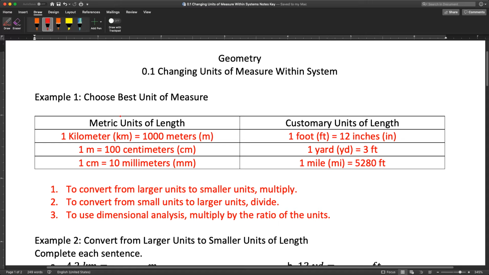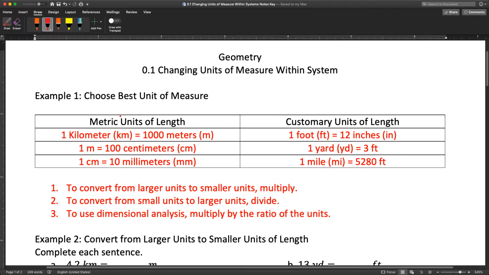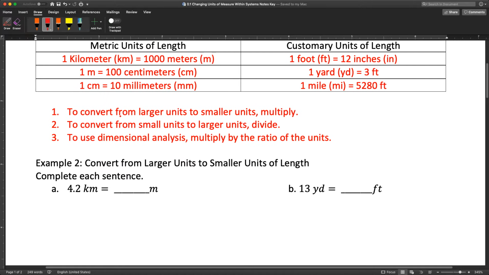Okay, so today we're going to talk about 0.1, changing units of measures within a system. We're going to talk about two different systems. One system is the customary system, which is the system that we know here in the US. And then we will talk about the metric system, which is known primarily around the world. The metric system is known as kilometers, meters, centimeters, and millimeters. When we're talking about lengths in the customary units, we're talking about feet, inches, yards, and miles.